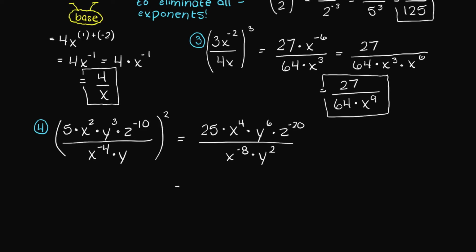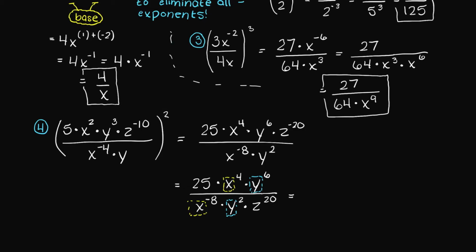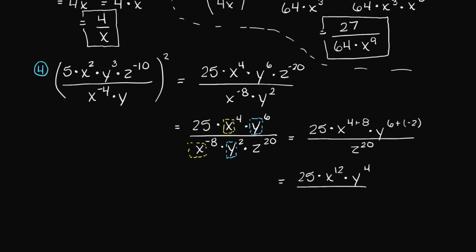To simplify this function, let's first bring z to the denominator to eliminate the negative exponent there. From here, we should recognize that we have similar bases, x and y, and should seek to combine them. So, let's bring the x and the y terms in the denominator to the numerator and solve. This is our final answer.